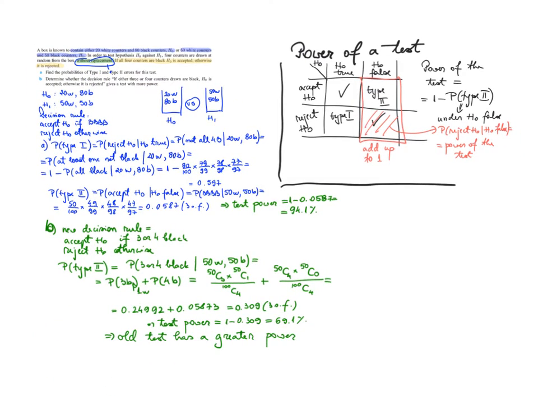So see, in this case, the old test has a greater power, because for the new test, the power of the test is 69.1%, for the old test it is 94.1%. At the end of the movie, you can stop and reflect a bit. How does it make sense in the context of the situation?